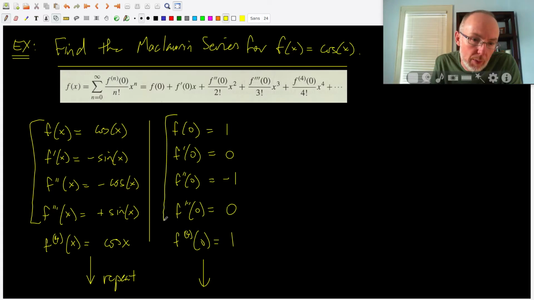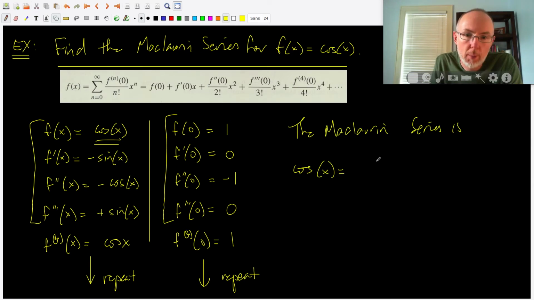Right? So these four values are going to repeat for all time because we're just cycling through these derivatives. It takes 4 derivatives to go from cosine back to cosine. And so we're going to get 4 terms that then repeat forever. So we could start writing out the series.